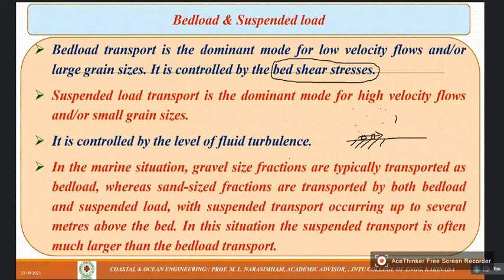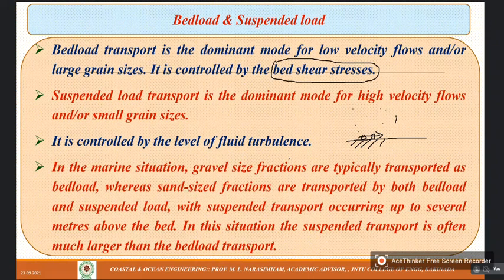So therefore, whether a particular beach material will move in the form of bed load or suspended load depends upon the level of turbulence that is created due to the wave motion. In the marine situation, gravel size fractions are typically transported as bed load because they are of larger size, whereas sand sized fractions are transported by both bed load and suspended load. In the form of bed load when the velocity is low, and in the form of suspended load when the velocities are high.